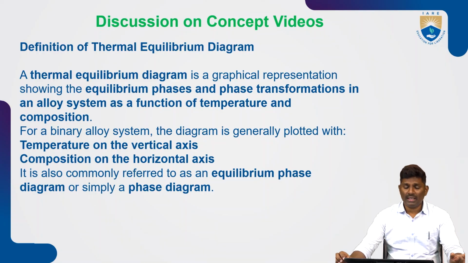So here, for a binary type of system, the diagram is generally plotted with temperature on the vertical axis, same as what we have discussed in the phase diagram. Similarly, in the case of equilibrium diagrams also, temperature you draw on the vertical axis and composition you draw on the horizontal axis. So it is also commonly referred to as an equilibrium phase diagram or simply a phase diagram. So almost it is similar for both these two topics.